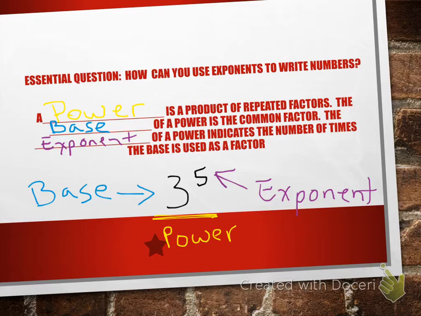So 3 to the 5th power is going to look like 3 times 3 times 3 times 3 times 3. 3, 5 times. That's what that means.